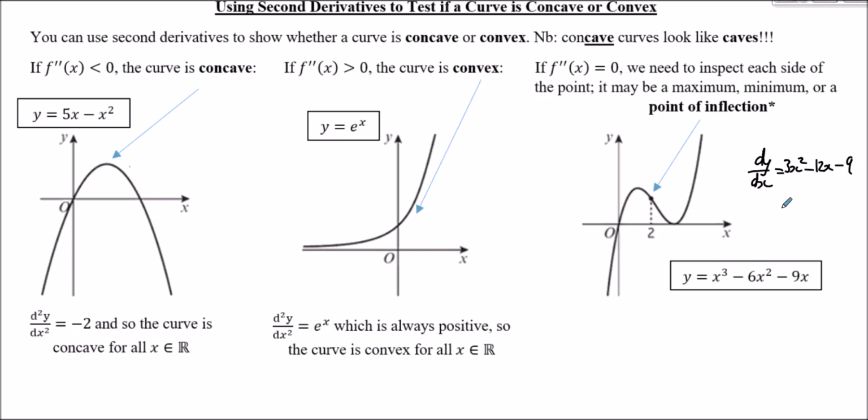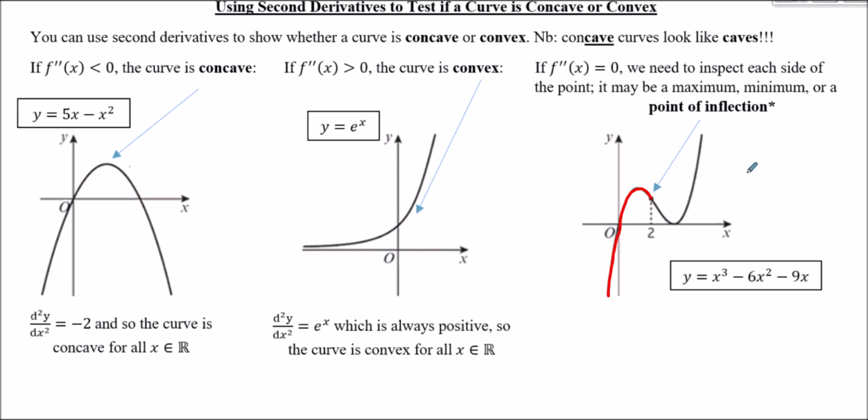to minus 9. Differentiate again for the second derivative, or f dash dash x in terms of the function notation. 3x squared goes to 6x, minus 12x goes to minus 12, and the constant minus 9 vanishes. So the second derivative is 6x minus 12, so let's think about that and when it's equal to 0. So this one here is going to be equal to 0 when x is equal to 2.